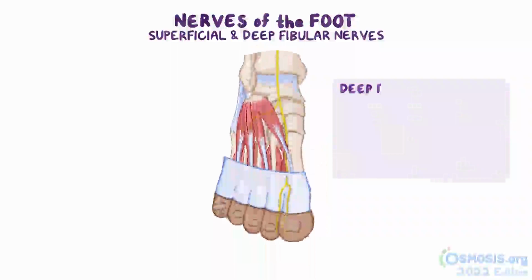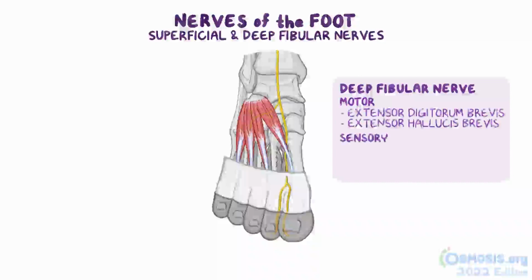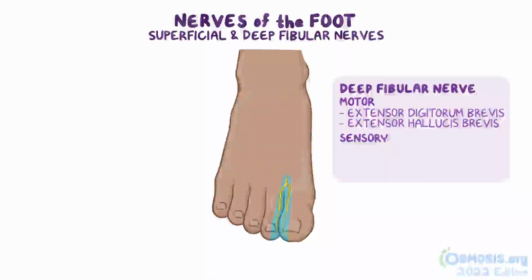And second, the deep fibular nerve supplies motor innervation to the intrinsic muscles on the dorsum of the foot, the extensor digitorum brevis and the extensor hallucis brevis, and emerges as a cutaneous nerve to supply sensory innervation to only a small area of skin that remains available for innervation, the web of skin between the contiguous sides of the first and second toes.